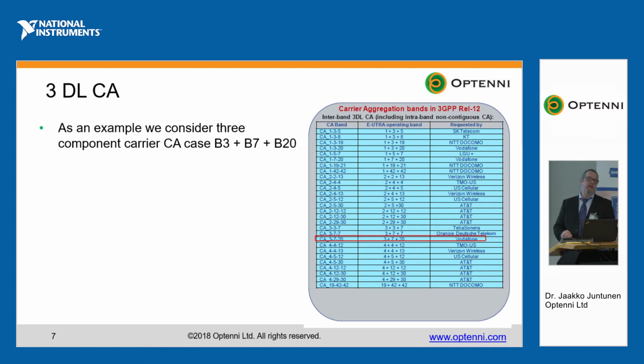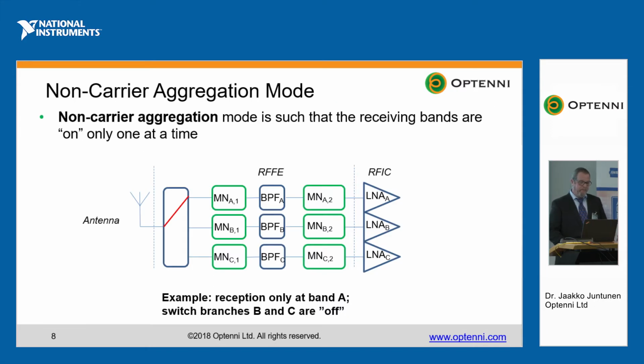We consider in this presentation an example. I rather arbitrarily picked from a document one specification or request for downlink carrier aggregation considering band 3, band 7, band 20. If we first look at the non-carrier aggregation mode, so they are on one at a time, this is a relatively simple problem if the switch is good.